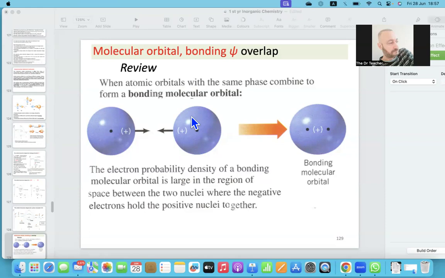So, a review of molecular orbital bonding, psi, wavelength overlap: when atomic orbitals with the same phase, or in phase, combine to form a bonding molecular orbital. So that's the s orbital. There is a cloud around the nucleus, as a whole, with one electron, and we can give it a positive sign, which is the direction.